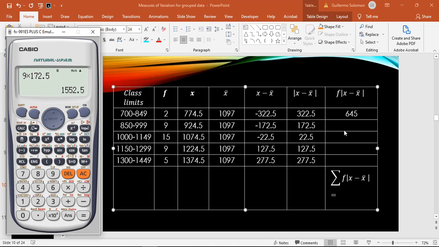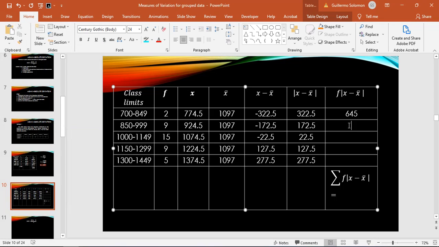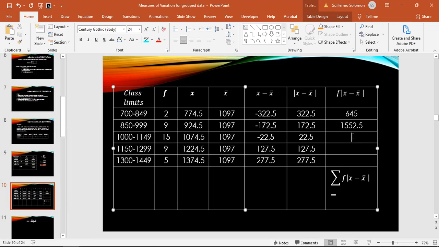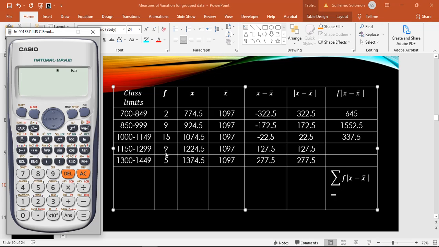So 9 times 172.5 is 1,552.5. So 15 times 22.5, that is 337.5. Then 9 multiplied by 127.5 is 1,147.5.